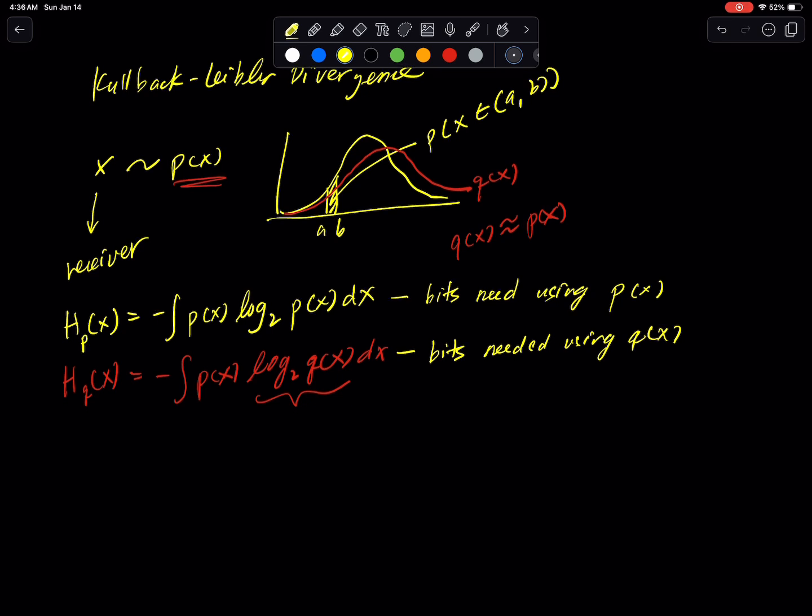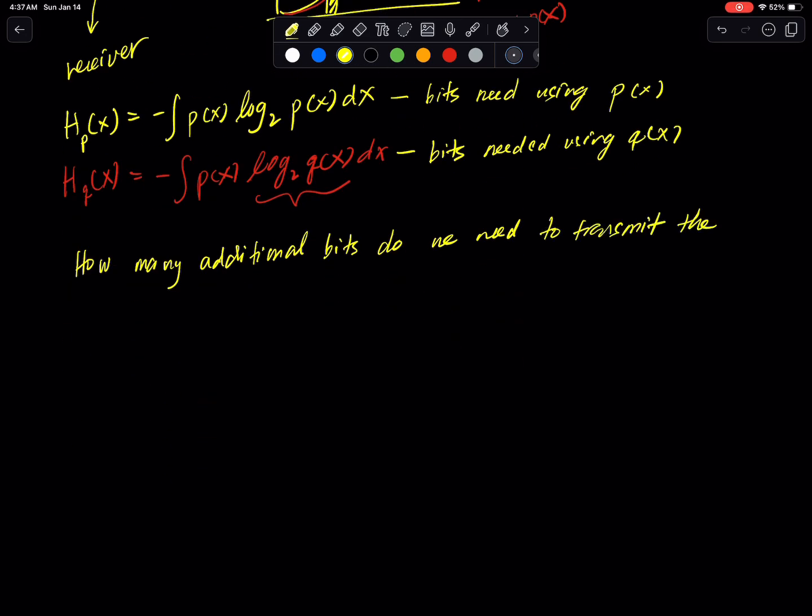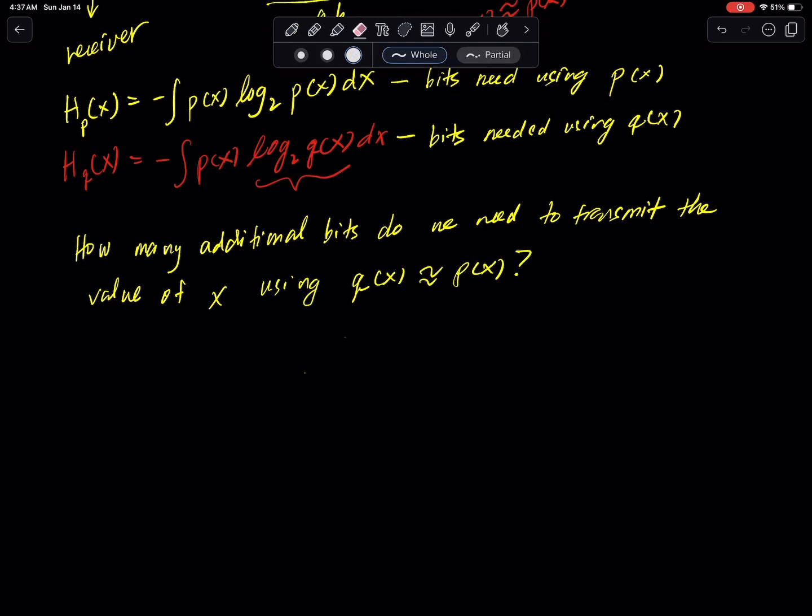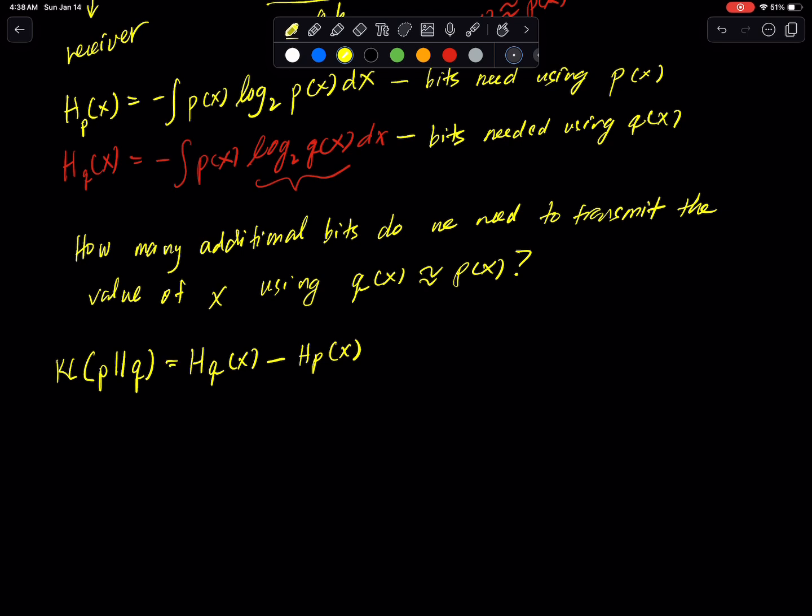Now, Kullback-Leibler divergence asks, how many additional bits do we need to transmit the value of x using q of x, which is our approximation of p of x? Next, what we need to do is subtract h sub q of x minus h sub p of x. This is the additional bits needed to transmit the value of x. And this is your Kullback-Leibler divergence, where your x is sampled from p, but you're using q to transmit the information about your x.